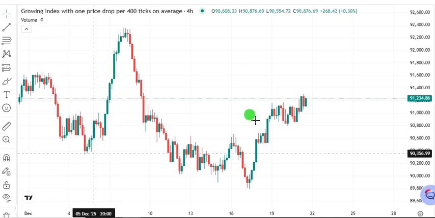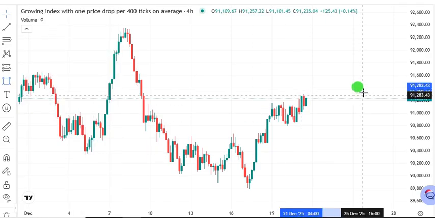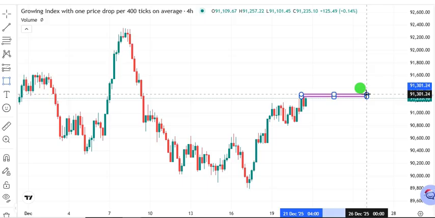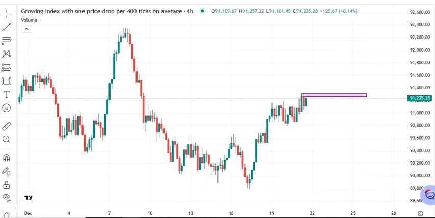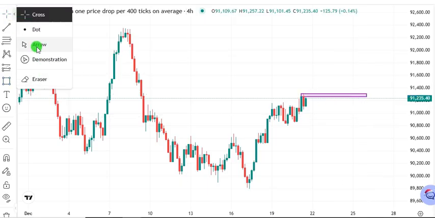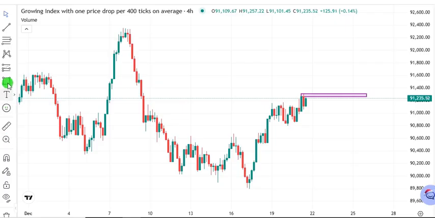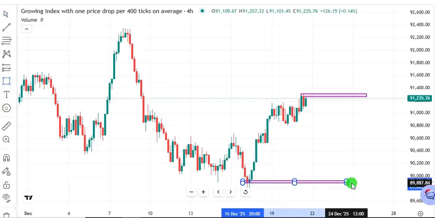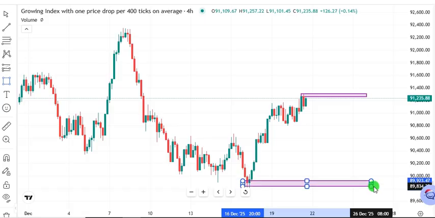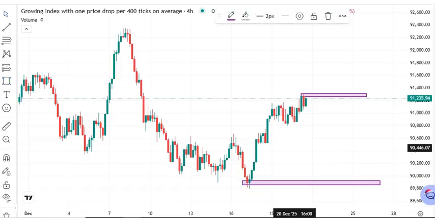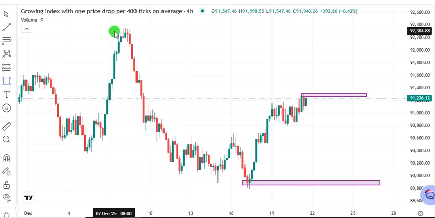All right, so let me just mark out our recent structures. I always prefer the arrow instead of this. Then we go this. Now this is the general low around here, and then this is the overall high.